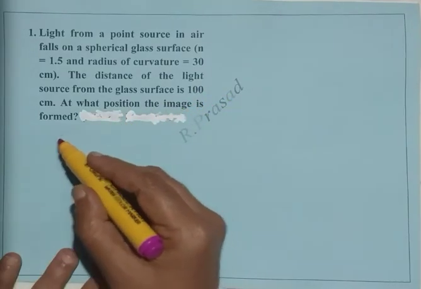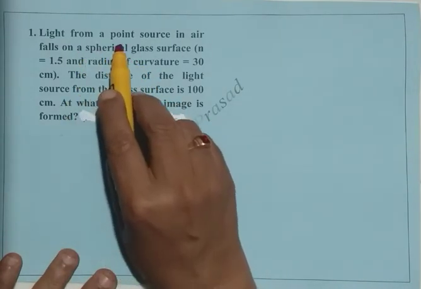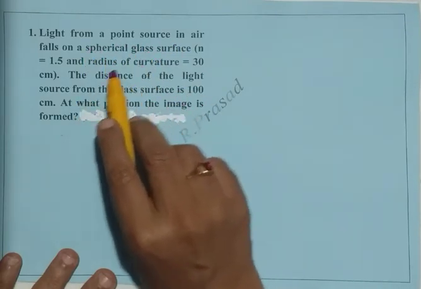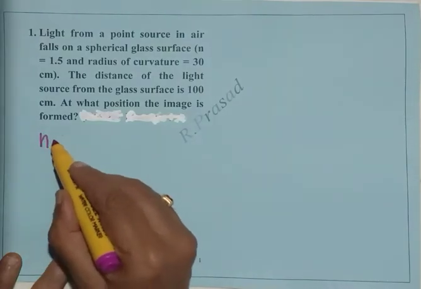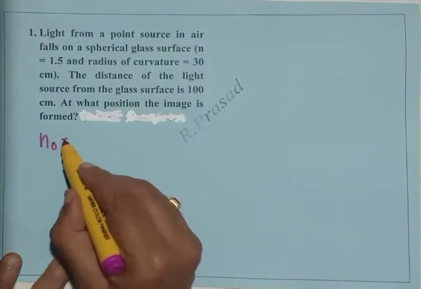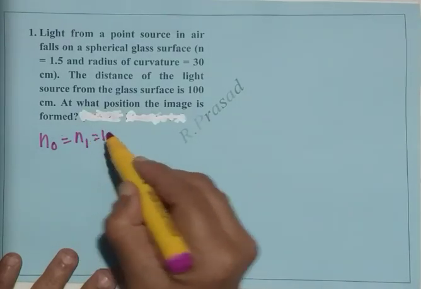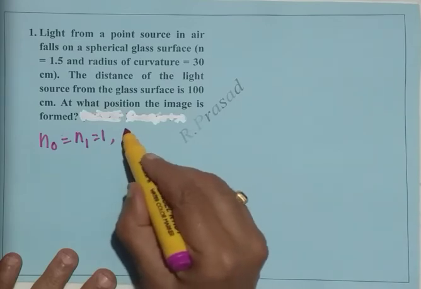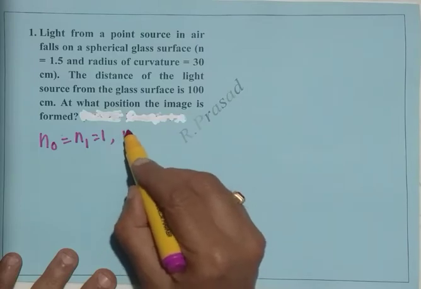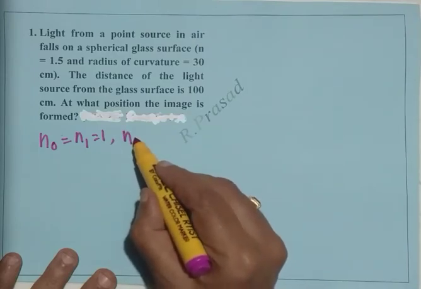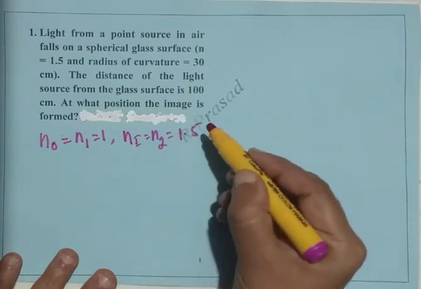Say, we write down what are the things given. Here, the point source of light is the object. In air means object space refractive index nO, or n1, is 1. Then image space refractive index nI, or n2, which we have taken as 1.5.